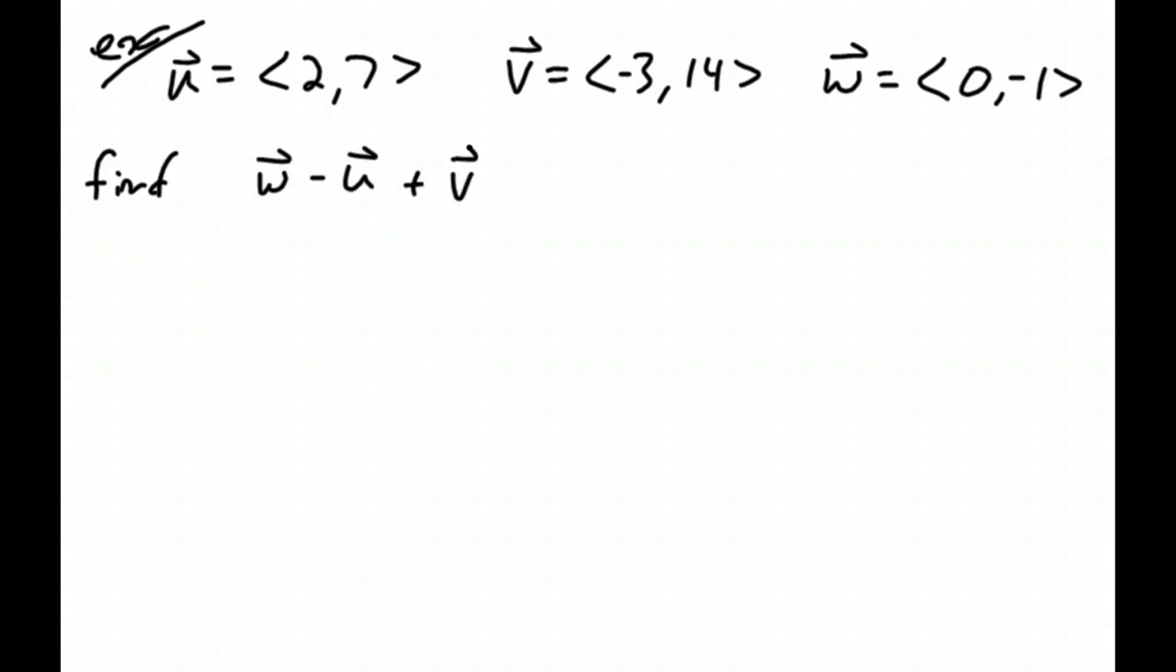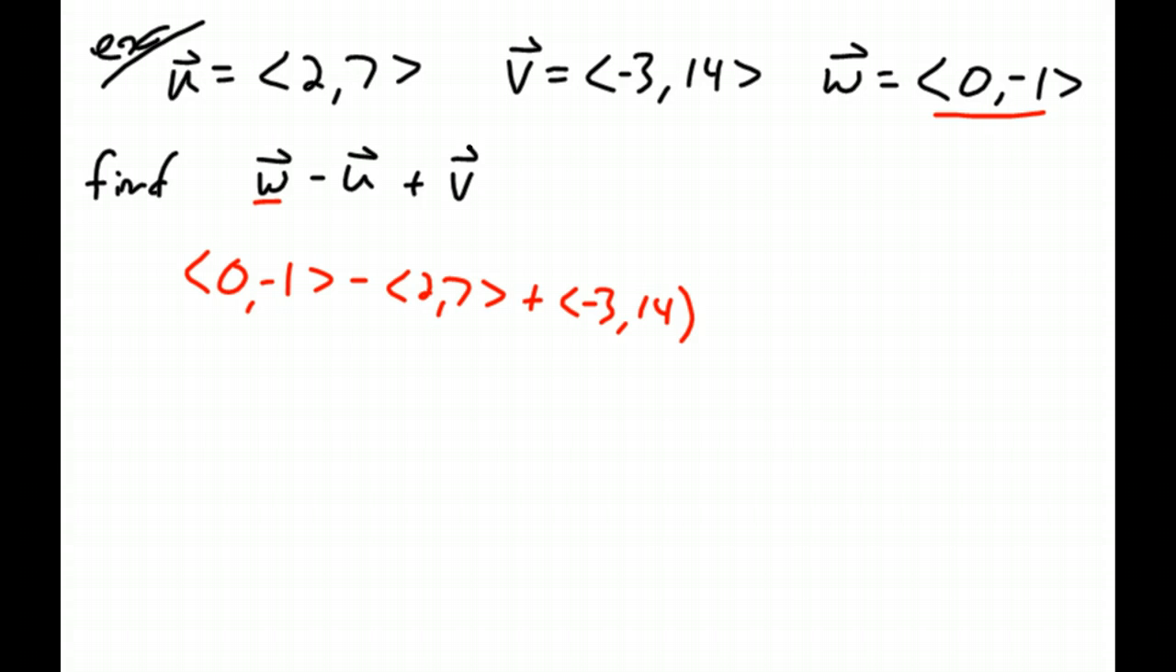I'm going to do one more of these operation ones to kind of show you guys how it goes. So again, this time I have 3 vectors. I know vector w is 0, -1, so I'm going to substitute what it is, 0, -1, minus what u is, and u is 2, 7. And plus what v is, so -3, 14.